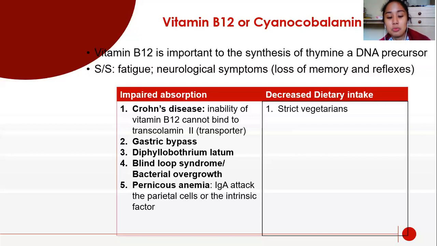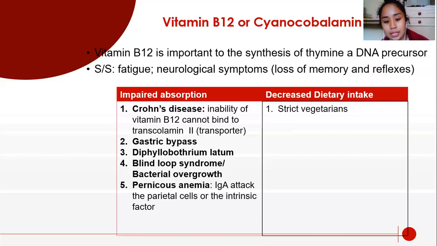Next, blind loop syndrome or bacterial overgrowth. Class, I read that, for example, if you are drinking proton pump inhibitors kind of drugs, itong mga PPI na to, it decreases the acidity of the stomach. And so it can promote the growth of bacteria.